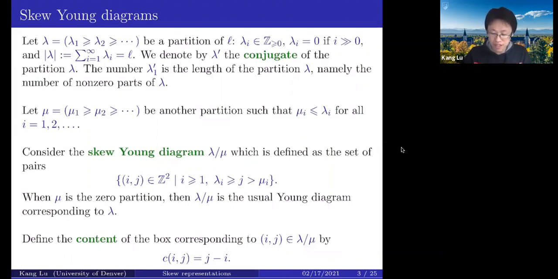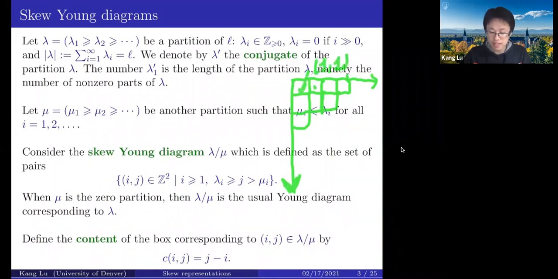My convention is the following. I will write Young diagrams as follows. For example, there are many boxes, and I will give each box a pair of two integers. For example, this one corresponds to (1,1). And then the second one will be (1,2), (1,3), (1,4). And this will be (2,1), (2,2), (2,3), and so on. Then I will define the content for each box, where for the box corresponding to the pair (i,j), the content will be j minus i. For example, this content will be 0. This content here will be 1. And here this is 2, this is 3, and so on. Then the diagonals all have the same content.